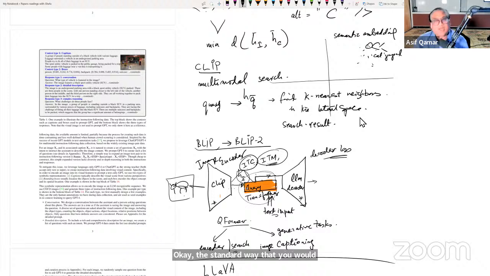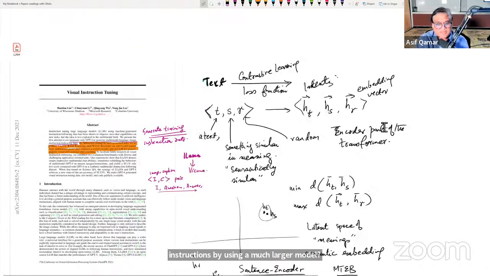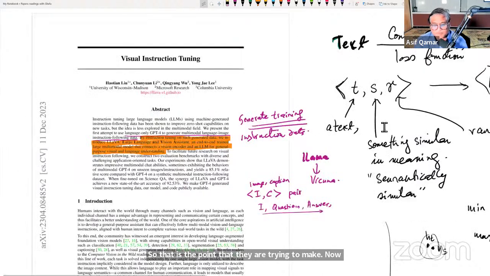Whereas your goal now is not to do that. Your goal is to give it proper instructions, inspired by the InstructGPT kind of thinking. Give it an image, give it a question, give it an answer. So those form the instructions, and it knows how to follow instructions. But how do you generate those instructions? By using a much larger model. So that is the point that they are trying to make. Now we'll see how it works out.